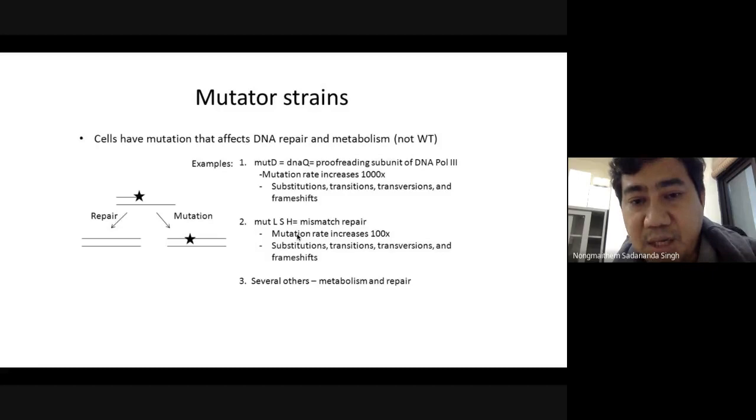Then again, in the mismatch repair system, if there is a mutation in genes like mutL, mutS, or mutH, any of these genes, it can enhance the mutation rate to 100x, and these are another type of mutator strain. So mutator strains can have mutations in the replication machinery or DNA repair machinery, or there can be other metabolic pathways which affect the overall efficiency of mutation or the fidelity of repair or replication, and these can also become mutator strains.